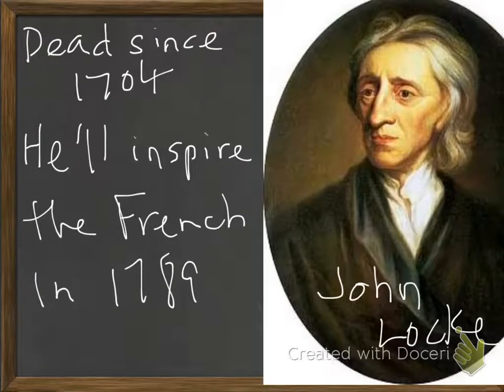So, although this guy, John Locke, has been dead since 1704, he'll inspire the French in 1789. And John Locke, when he died at like the age of 72 in 1704, he probably never even thought that a bunch of Frenchmen would use his ideas of natural rights to form some new government. By the way, John Locke's English.